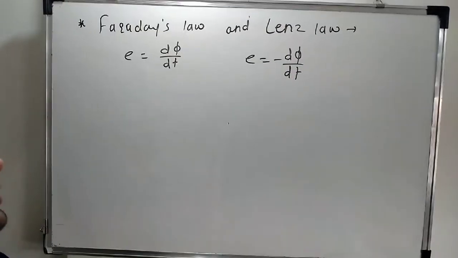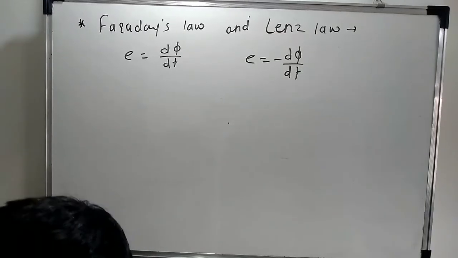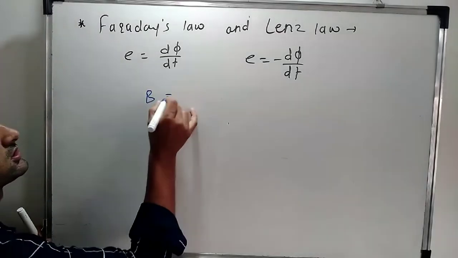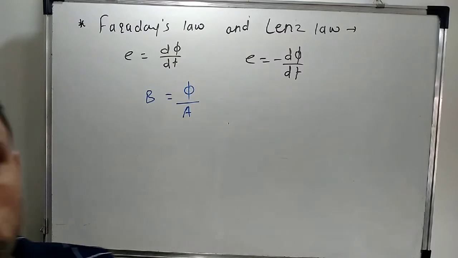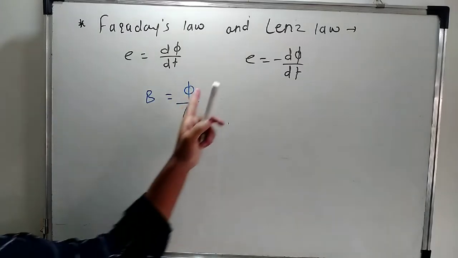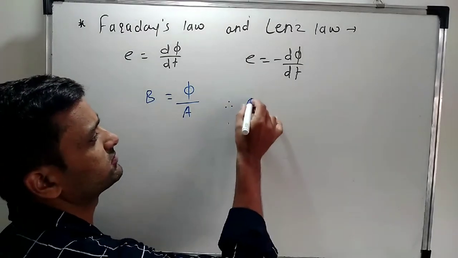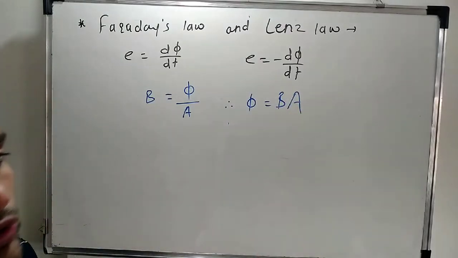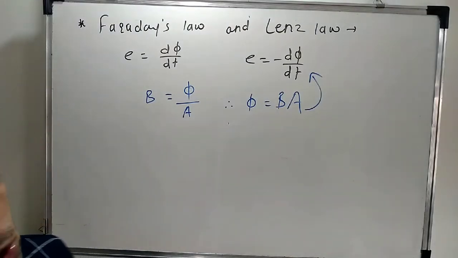Now what is the equation for φ? What is the magnetic induction? Magnetic induction is magnetic flux per unit area. So magnetic flux becomes magnetic induction times area. Put the value of this in our equation of the induced EMF.